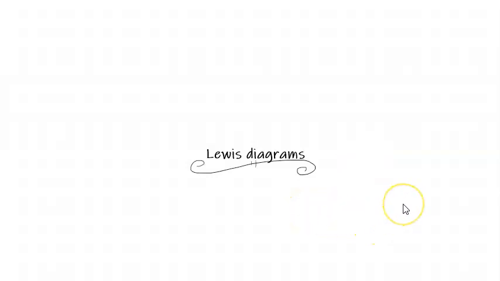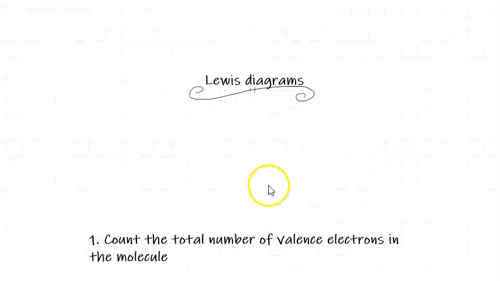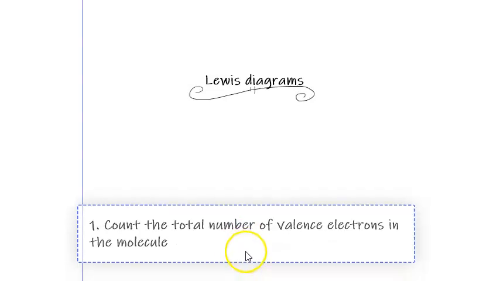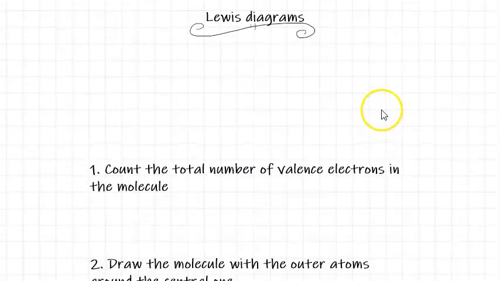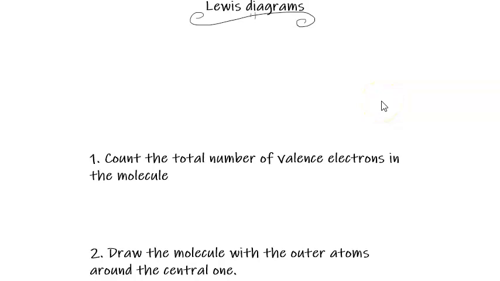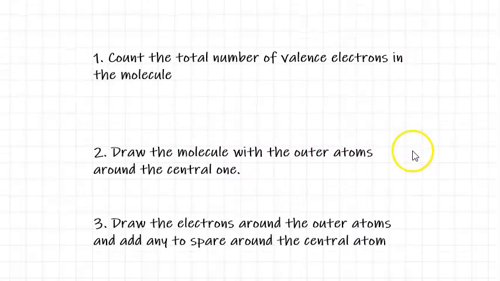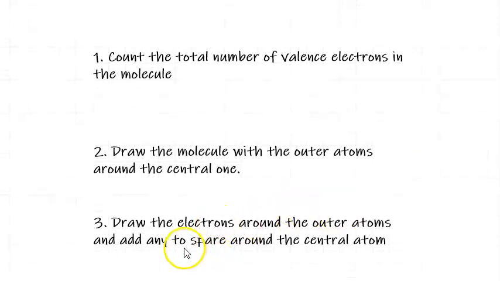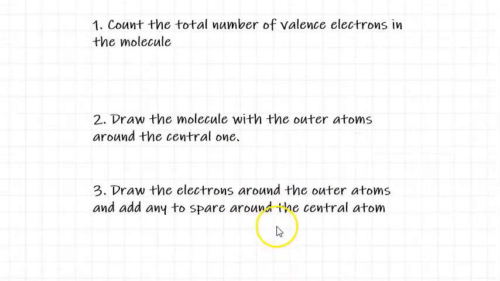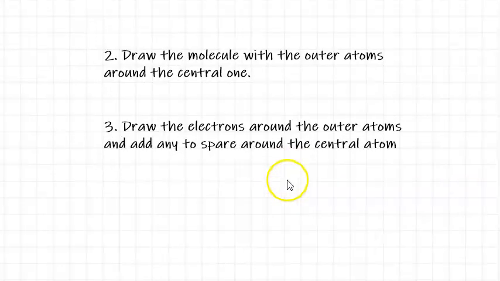So let's go through. There are 3 steps that I've narrowed it down to that can allow you to draw the Lewis diagrams. The first step is, if you've got a molecule, count the total number of valence electrons in the molecule. That's in all of the atoms, just using the normal valence electron theory from year 11 and year 12. Then draw the molecule with the outer atoms around the central one, and then draw the electrons around the outer atoms and add any spare to the central atom. So let's give it a go.